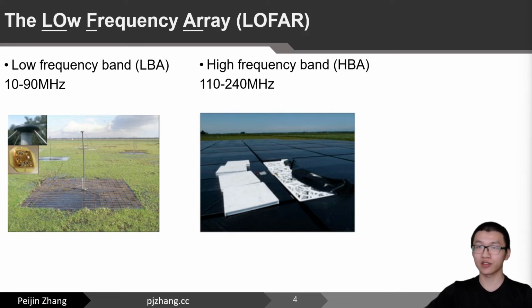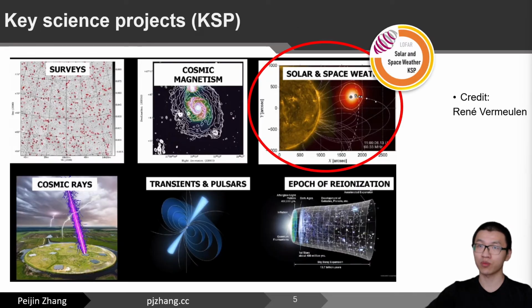With tens of thousands of antennas like this pointing at the sky, there is so much science that can be done with LOFAR. They are divided into six divisions, which are the six key science projects. The first one is surveys. It's a mission to scan the sky with high spatial resolution. The second one is cosmic magnetism, which cares more about the magnetic field in the universe. And the third one is my area. It's the solar and space weather key science project. It studies the solar activities and their interactions with the interplanetary space.